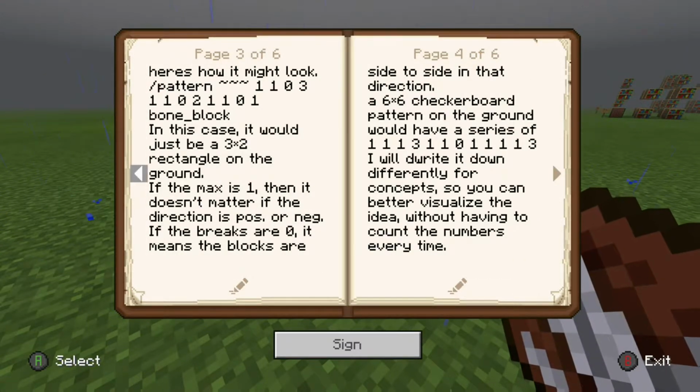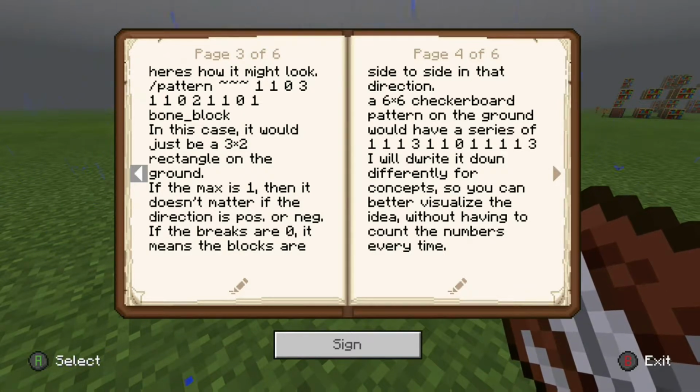Alright, so it might look something along the lines of this. Slash pattern, and then tilde, tilde, tilde, which represents the origin, and then 1, 1, 0, 3, 1, 1, 0, 2, 1, 1, 0, 1, bone_block. Now, if you were to write this into the command, it would just look like a 3x2 rectangle, because as you can see, there's 1 space, 1 placement, 0 breaks, and then 3 maximum, which means that you're getting 3 straight lines without any breaks in between.